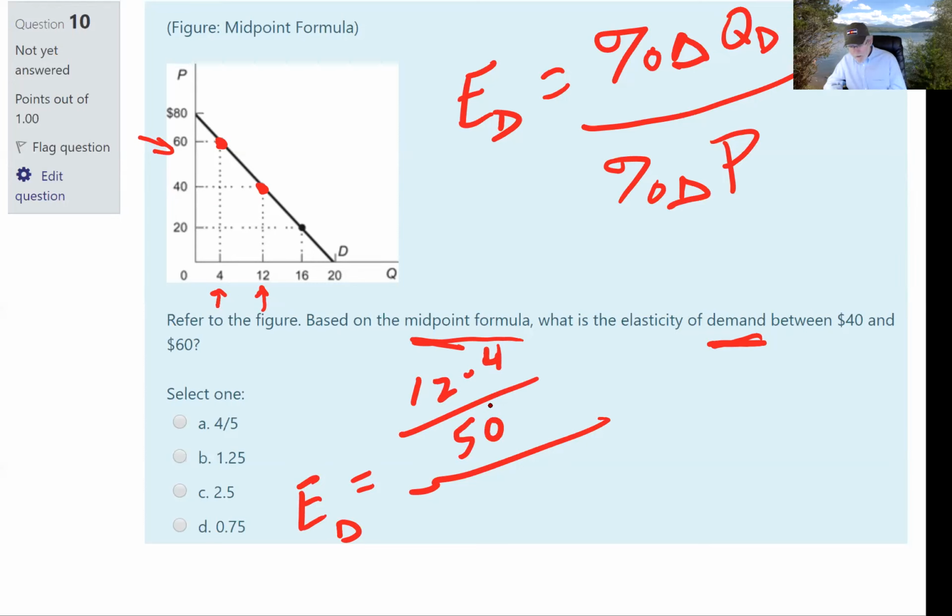Okay, and then the denominator is this. So this is the numerator, and the denominator is the percent change in price, the change in price over the price. So for the denominator, we started at a price of 60, we ended up at a price of 40. So that's 40 minus 60. That's the price change over our average quantity, or our midpoint of this range, which is going to be, what, 8, okay?